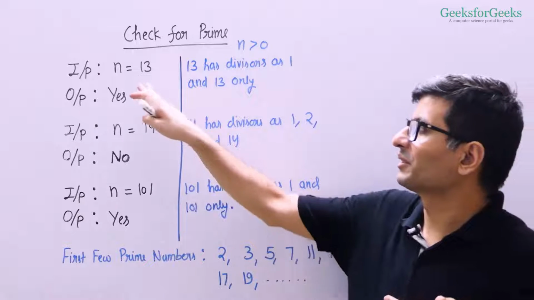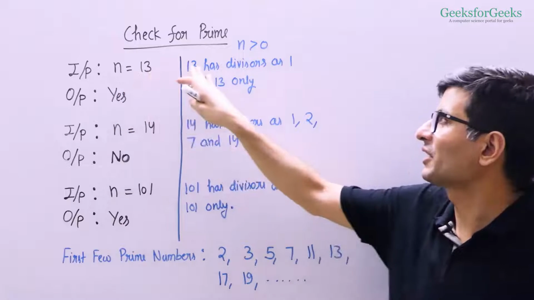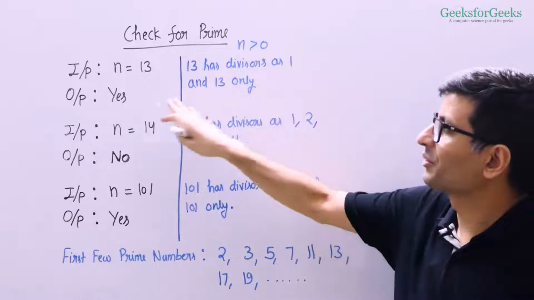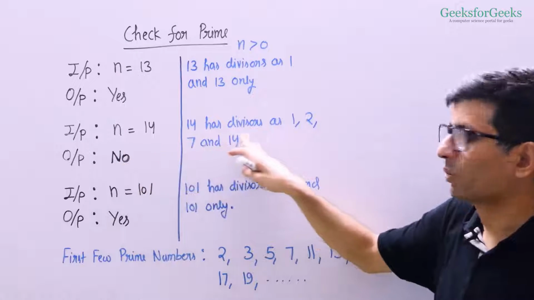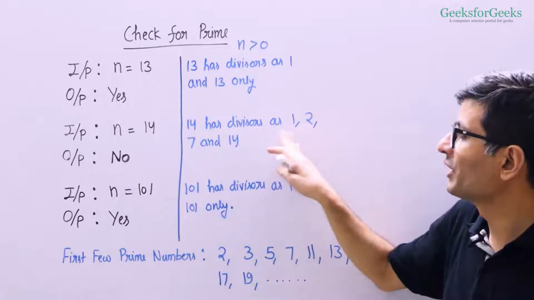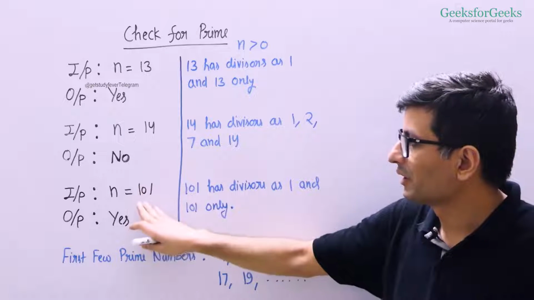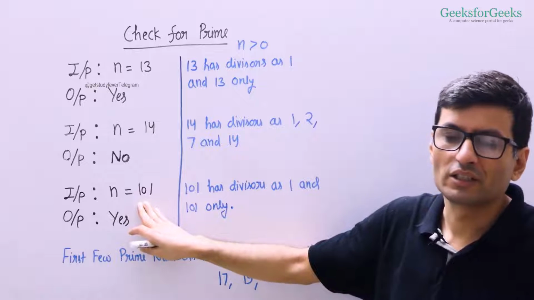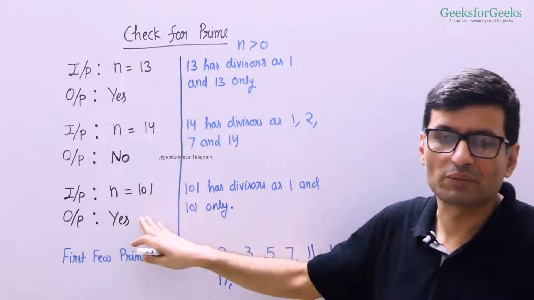Let's see these examples. N is 13. If you see, all of its divisors are 1 and 13 only. So it's a prime number. If you see 14, it has more divisors. 2 and 7 are also its divisors. So it's not a prime number. If you see this number 101, it has only divisors as 1 and 101. So it's a prime number.